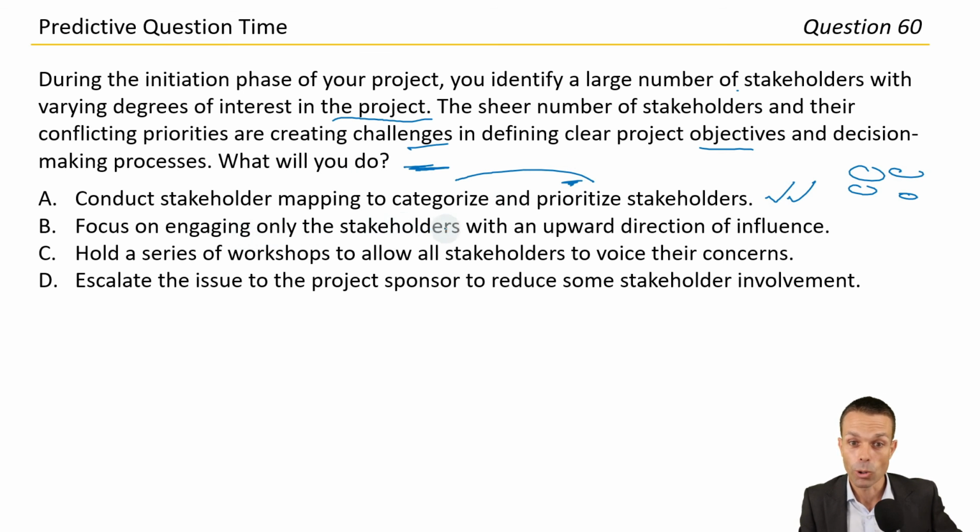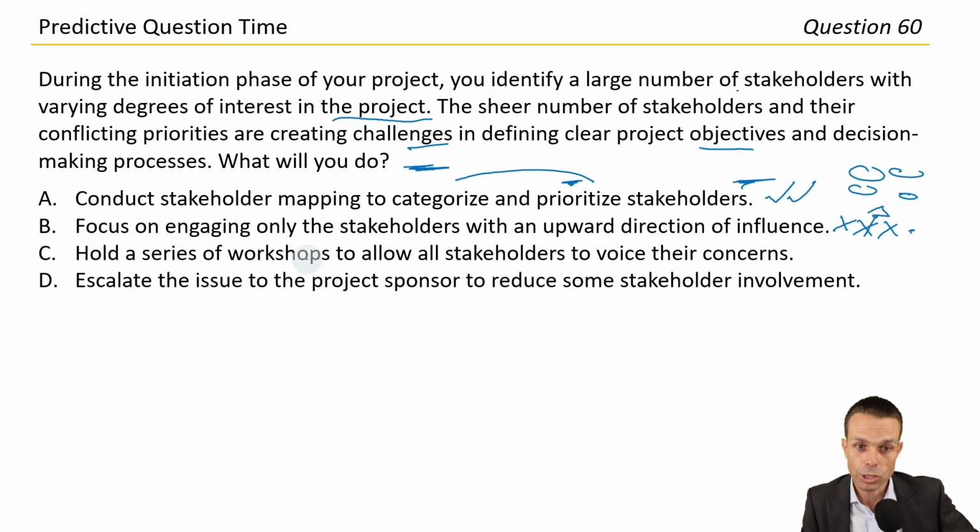Focus on engaging only the stakeholders with an upward direction of influence, which means people above us, which means our managers, executives, directors, those sorts of things. Now, we can't just engage those people. Yes, they're important, but we need different engagement strategies for the different categories of our stakeholders. And that's what this one's going to do. So this one's a no.